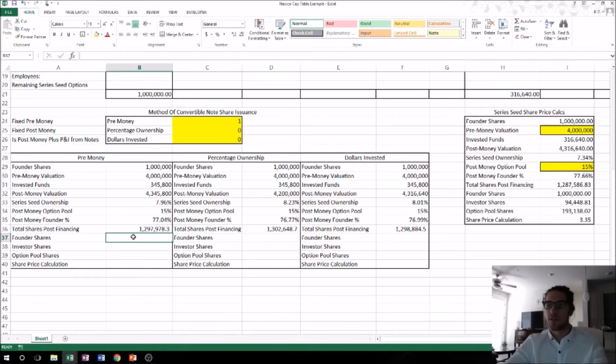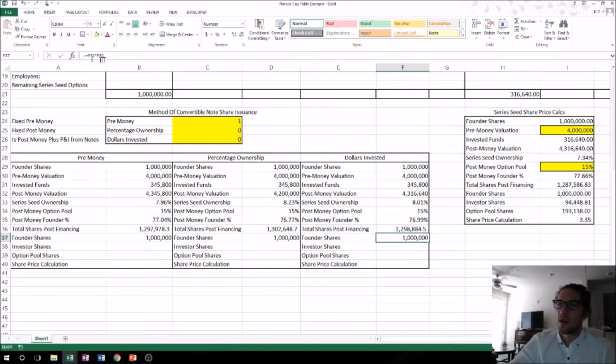Okay, so founder shares, we know what that is. That is 1 million. But what we want to do is we want to use this as a check, right? So we want to multiply this 77.04 times this 1.297 to get a million. So let's do that for all of these and make sure that we get the same thing. So that's what I did. As you can see up in the formula line, there's now a formula that multiplies the post-money founder percentage times the total shares post-financing. So that means that we're still correct with our percentages.